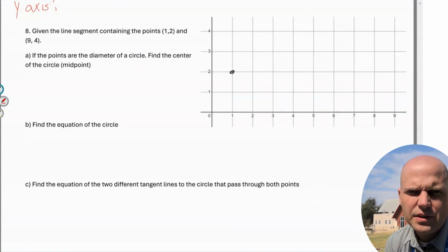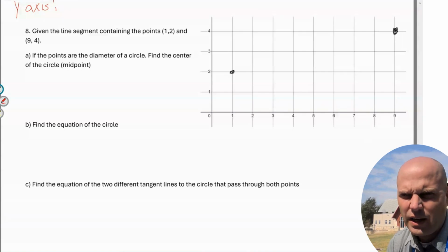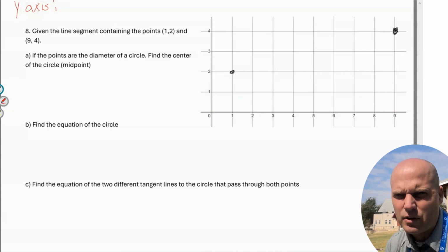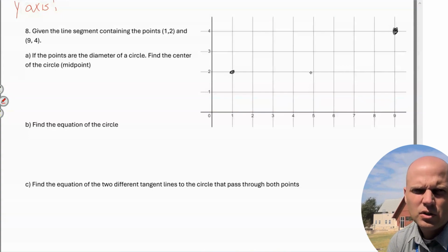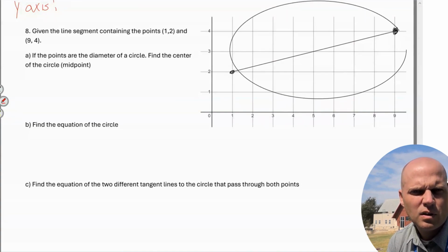1, 2 and 9, 4. Okay. The points are the diameter of the circle. So these points are a diameter of a circle. So there's some circle, we'll pretend that's a circle. If the points are the diameter of the circle, find the center of the circle, which is the midpoint.